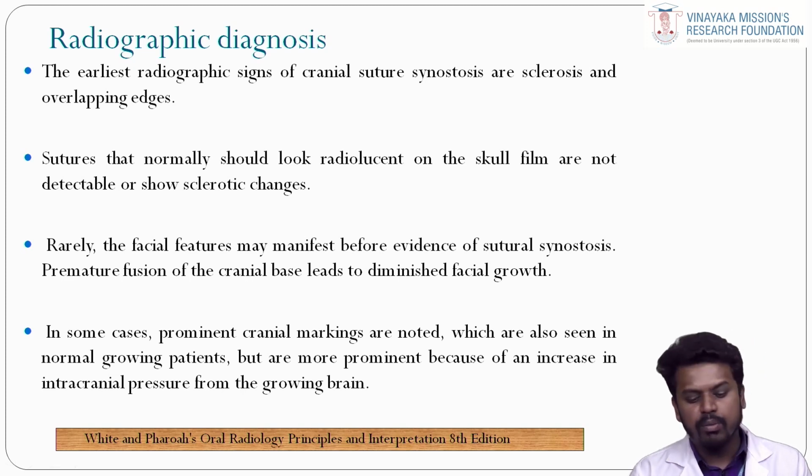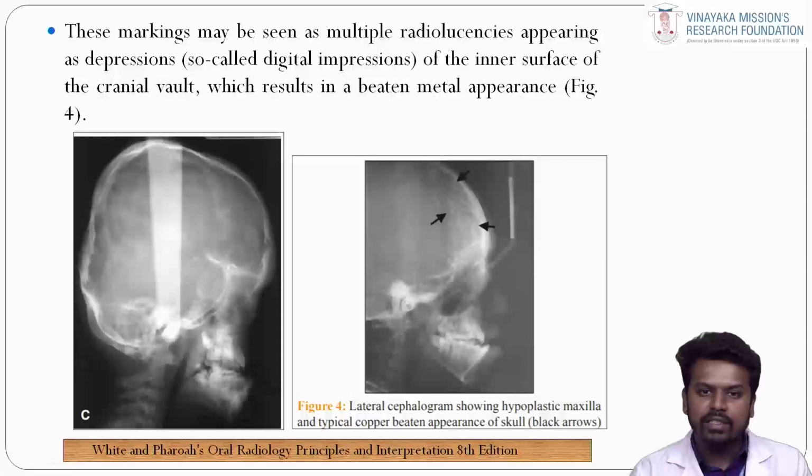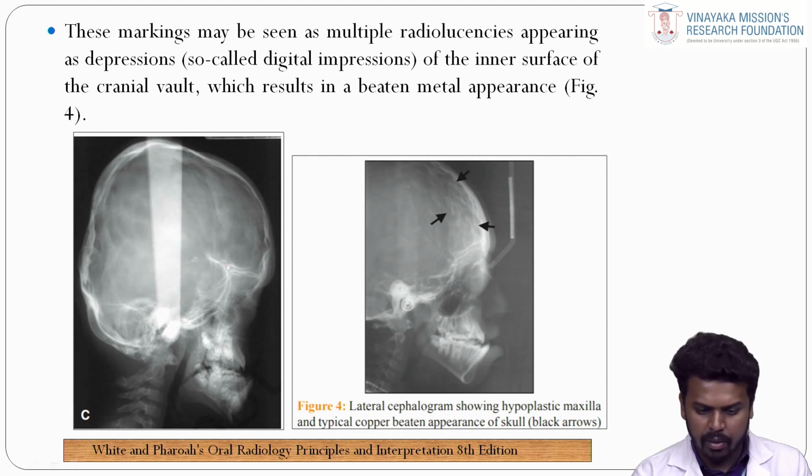In some cases, prominent cranial markings are noted, which are also seen in normal growing patients but are prominent because of an increase in intracranial pressure from the growing brain. The main appearance, that is the copper beaten metal appearance, is seen in this patient. This is the copper beaten appearance.